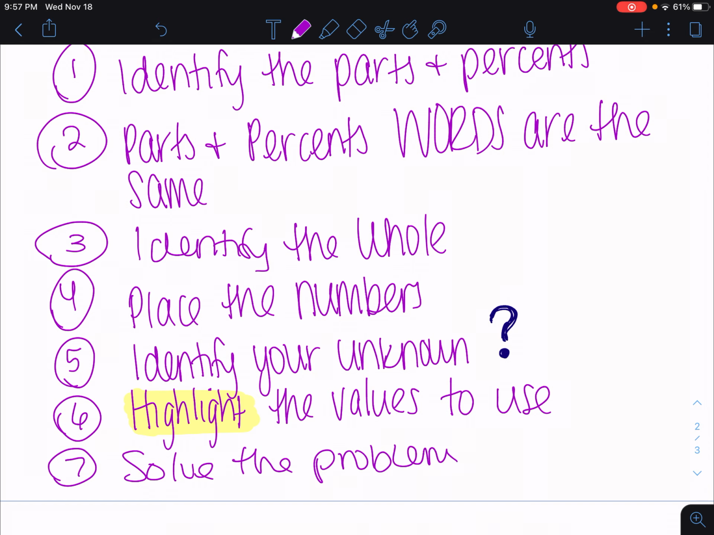The highlighting is going to help you identify which way you're going to solve. So number one, you're going to identify the parts and the percents. The parts and percents words should be the same. You're going to identify what the whole is, so what total amount do you have or are you looking for? You're going to place the numbers that you know and fill in the ones that you can figure out without too much trouble. You're going to identify your unknown. Then you're going to highlight the values that you're going to use. The question mark should always be highlighted.